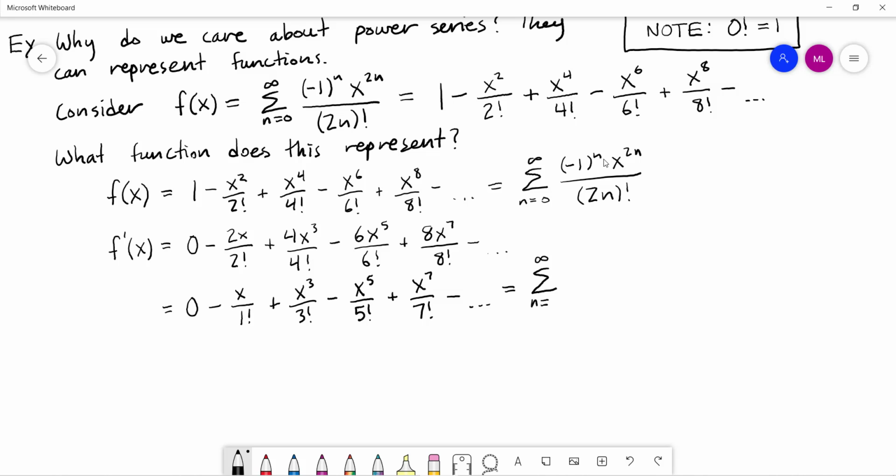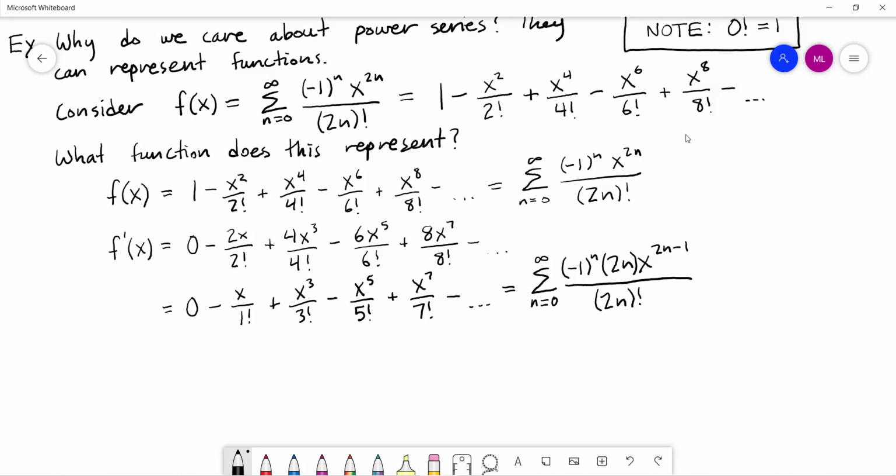The negative 1 to the n, that's just a constant. When you take a derivative, that constant just comes through. So I'm still going to have a negative 1 to the n. What happens when I take the derivative of x to the 2n? This is the only term that is being affected, right? I will get 2n x to the 2n minus 1, and all of that is now divided by 2n factorial. And so this is basically just taking the derivative naively.